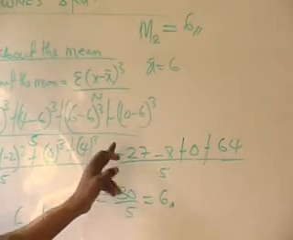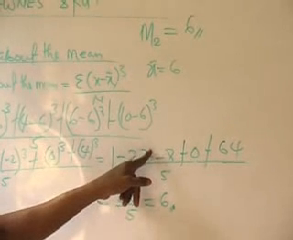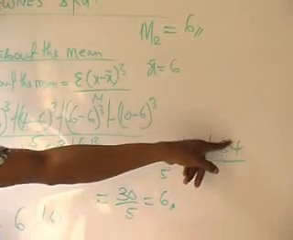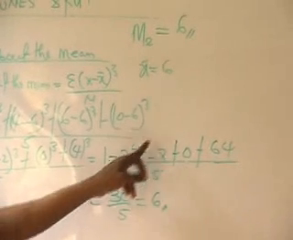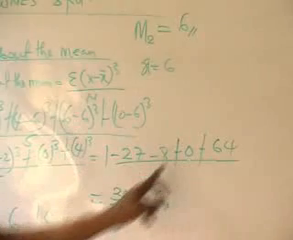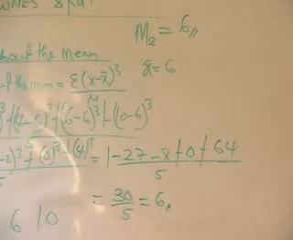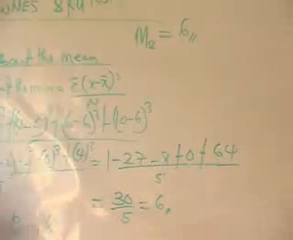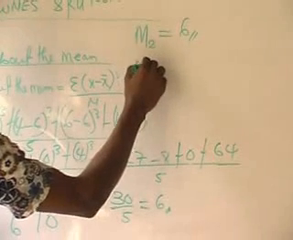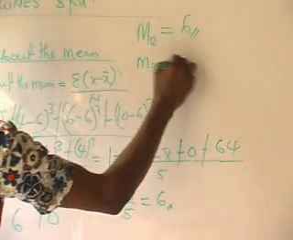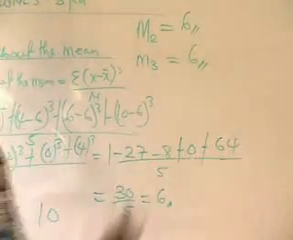So now just do it one after the other. 1 minus this plus this plus this will give us 30. 30 divided by 5 will give us 6. Are we together? Because we will need this, our third moment, we are still going to write it down. Our third moment about the mean is also 6.